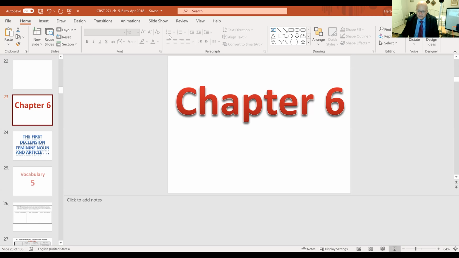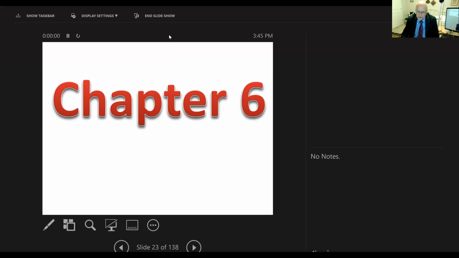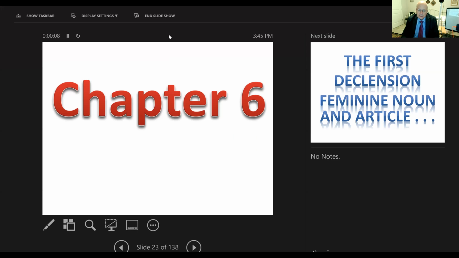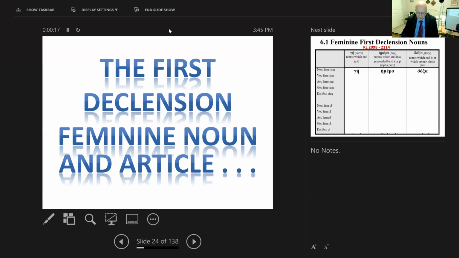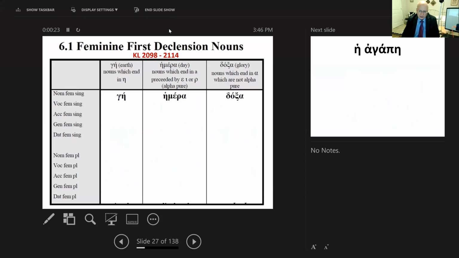PowerPoint doesn't seem to give me a pointer in Zoom, so I'll have to do without it, but you'll remember that we were discussing the first declension feminine nouns, and now we're going to add the article because we need to be able to say "the" with any Greek word. Now remember, we have 3 classifications of Greek nouns.